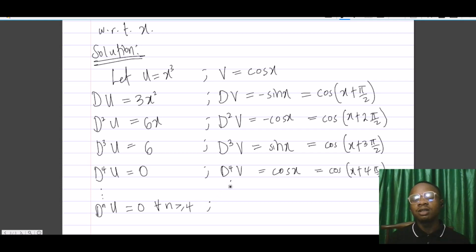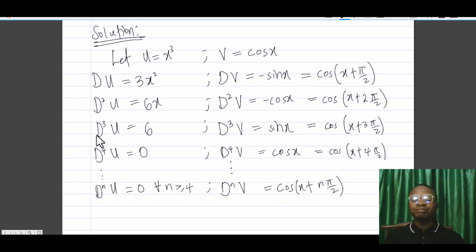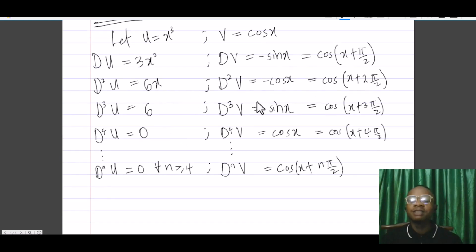And for this, we are able to generalize also that the nth derivative of v will be equal to cos(x + nπ/2). All right, so that is that. That's what we need. So it's just good that we do them together this way. Okay, it saves time and space.